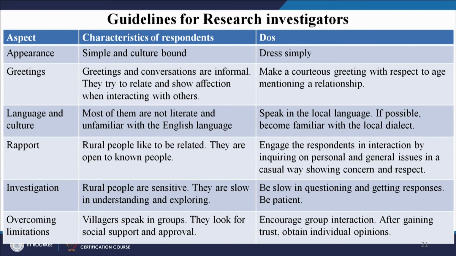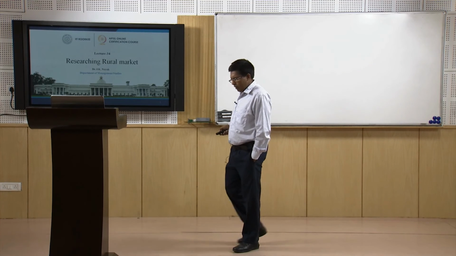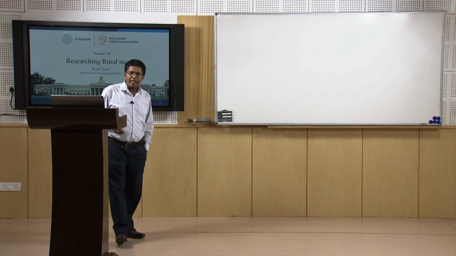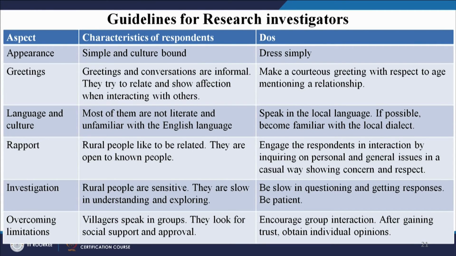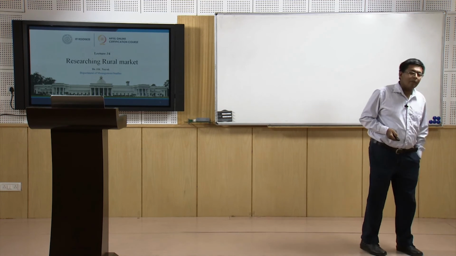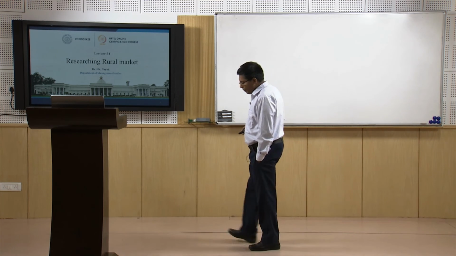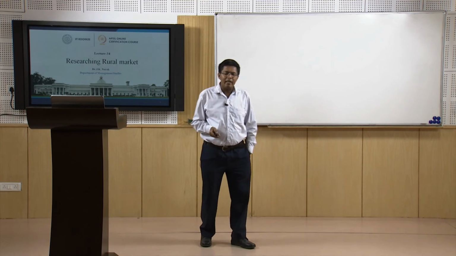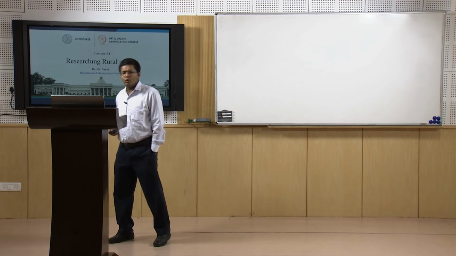Appearance, for example, should be simple and culturally bound, because rural people are very sensitive to culture. If they do not connect with you, they will not open up and they will not participate. Greetings: a courteous greeting with respect to age, mentioning the relationship, is very important. Language: speaking in the local language is extremely important, as we already discussed. Be slow in questioning and getting responses. You cannot be as fast as you are in urban conditions, because here people have their own space and time and are not in a hurry. If you are in a hurry, they might not appreciate it and might not even give you the true picture.